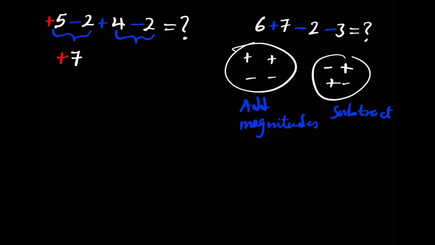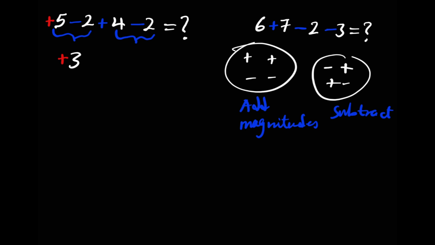Sorry, please forgive me. We are supposed to subtract these magnitudes, that is 5 and 2, not add them together. Please pardon me. So that is 5 minus 2. The magnitude is what? 3. And then the sign is plus, which is dictated by the greater number, which is 5. Okay.